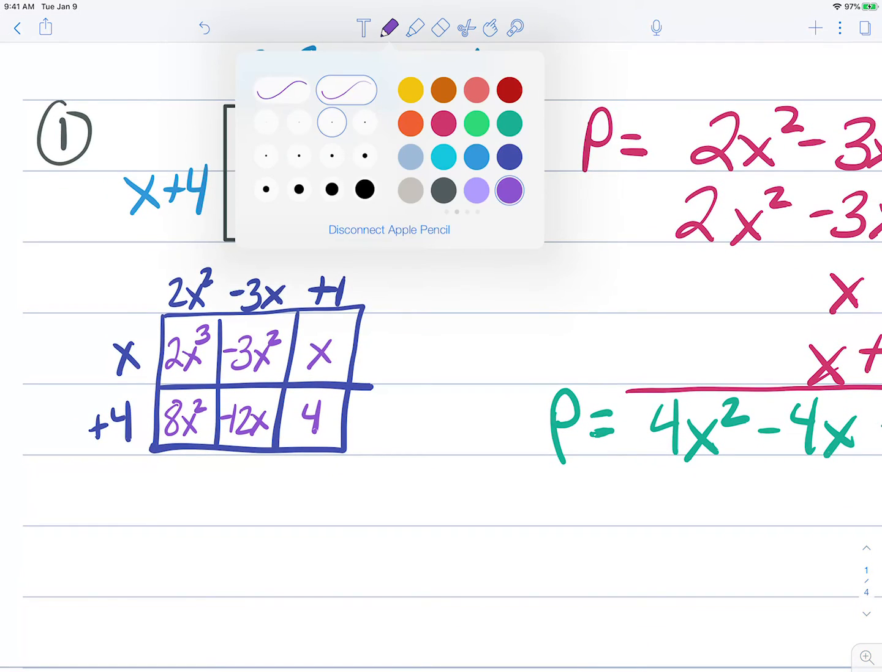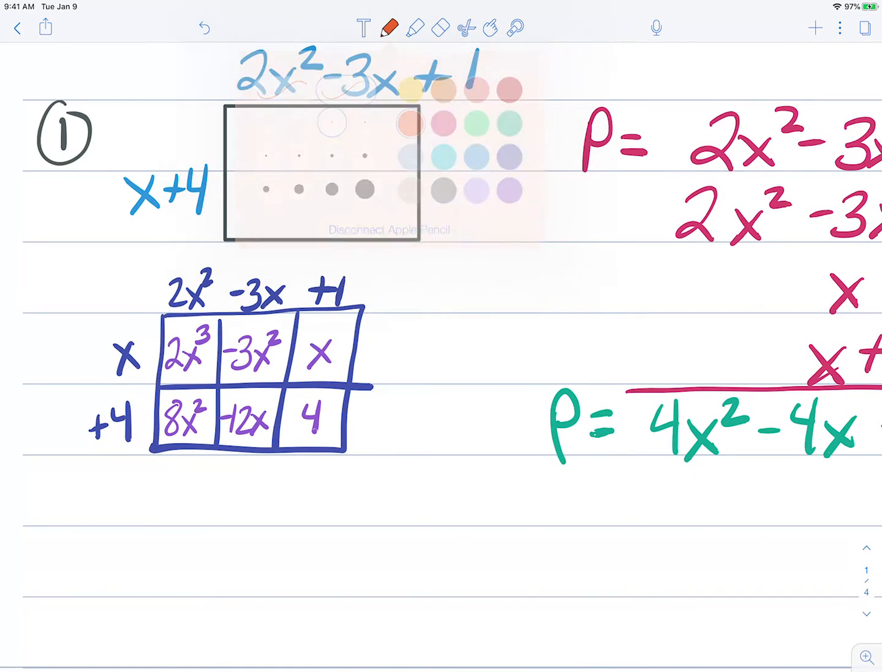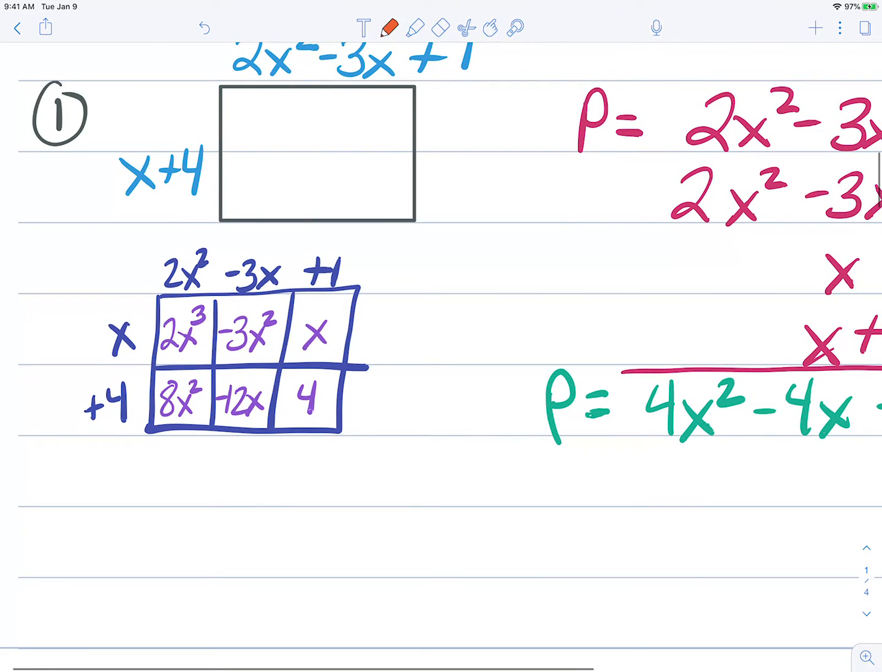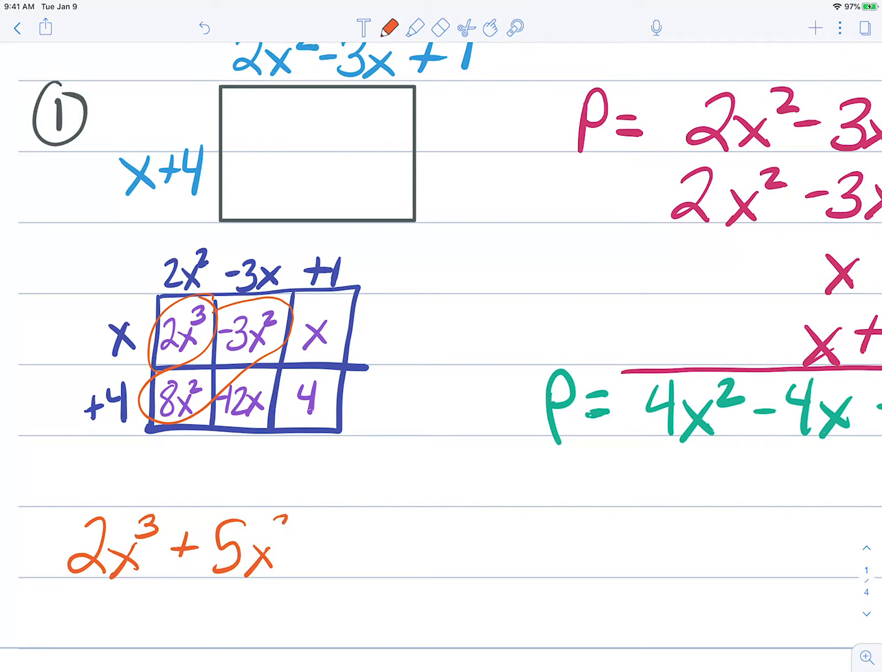So if I look at this correctly, I have actually created like terms in diagonals. So the only x cubed term is that 2x cubed right here. Then I have in the diagonals the x squared term. So 8x squareds minus 3x squareds is positive 5x squareds. Don't forget, nothing happens to our exponents because we were adding like terms. And negative 12x plus x is negative 11x, and our 4 is our only constant.